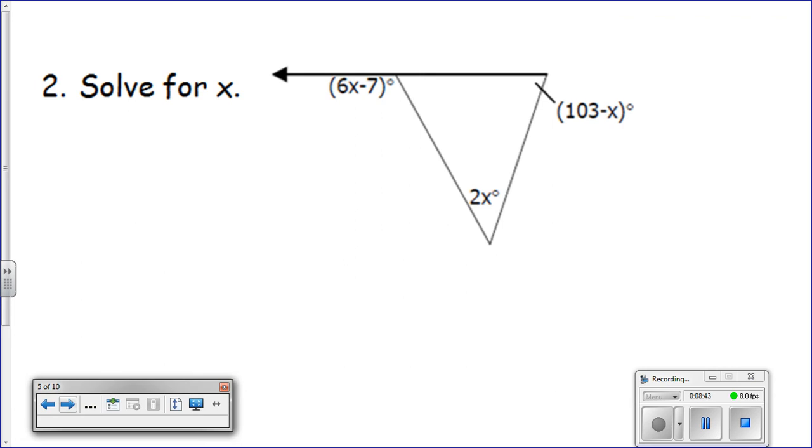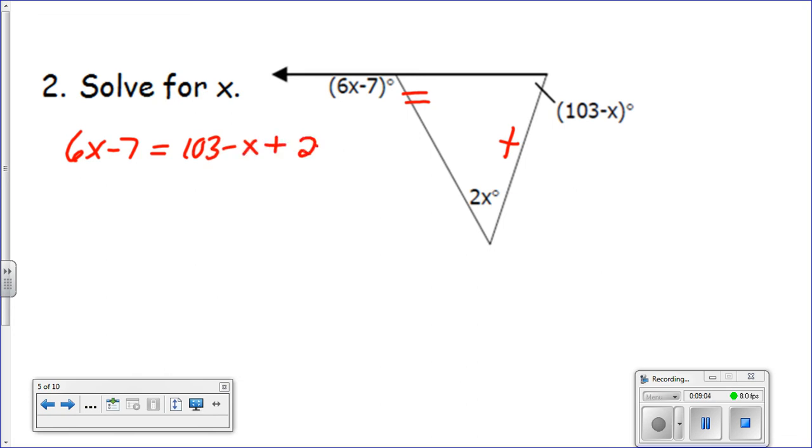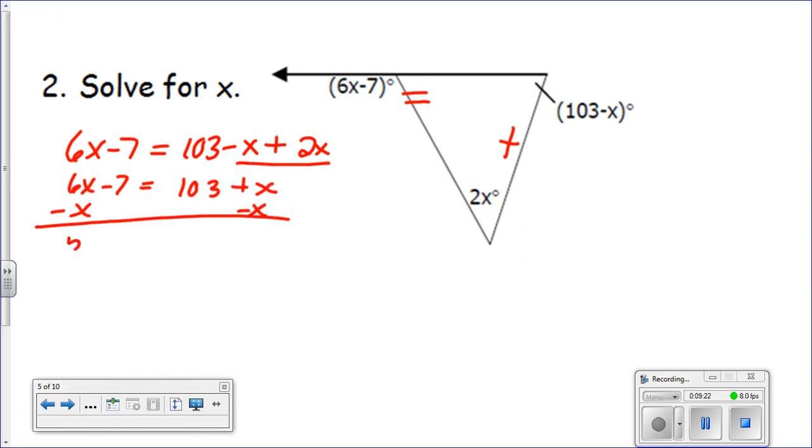The theorem states that this plus this, these two angles here, equal the one on the outside. So 6x minus 7 is equal to the sum of the two angles on the inside. So that would be what? 103 minus x plus the 2x. Once you have this, it's just solving an equation. So 6x minus 7 is equal to, let's put those together, 103 plus x. I think I'll minus x from both sides. So I get 5x minus 7 is equal to 103.